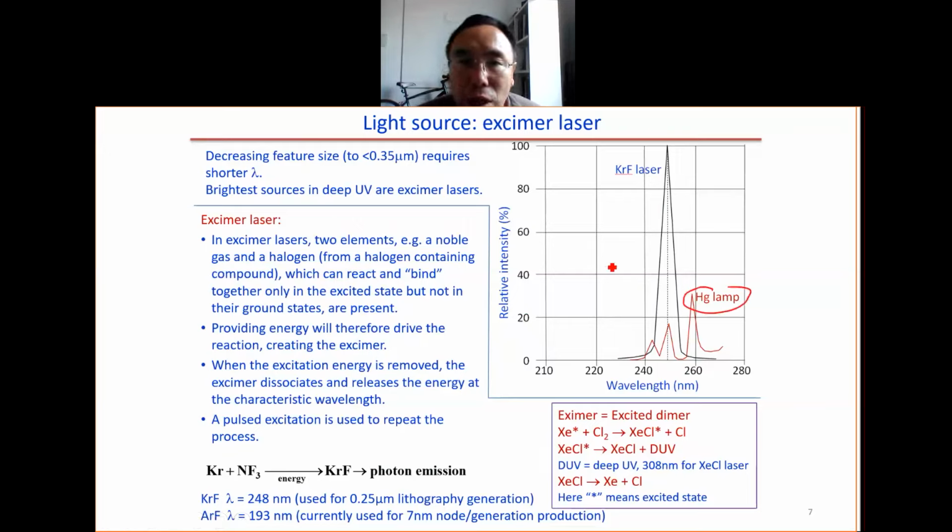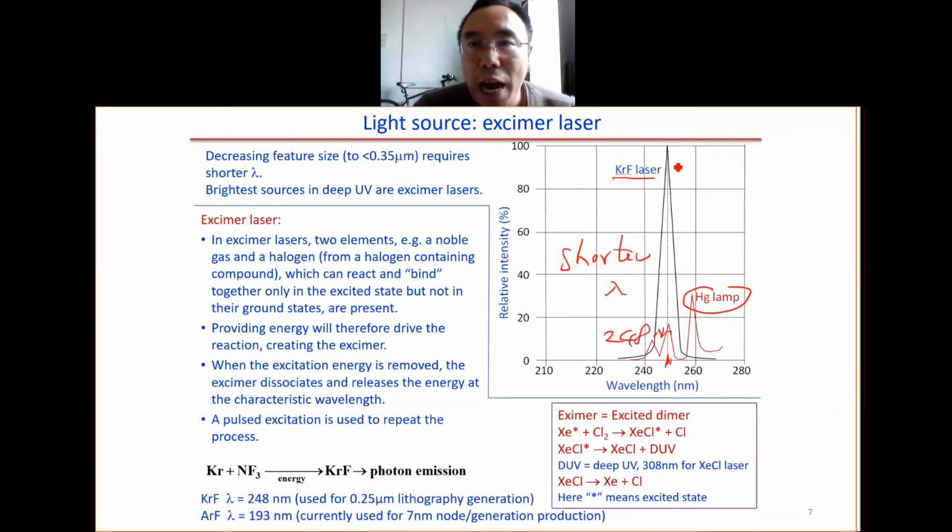So to have higher resolution, we need a shorter lambda. We want shorter and shorter wavelengths. But for the mercury lamp at shorter wavelengths, you can see, for example, this 248 nanometer here. You see the light intensity from the mercury arc lamp is very low. So to solve this problem, we use the krypton fluoride laser. So this is the excimer laser. Those excimer lasers give much higher light intensity at shorter wavelengths compared to the mercury arc lamp. So nowadays, excimer laser is used for lithography.